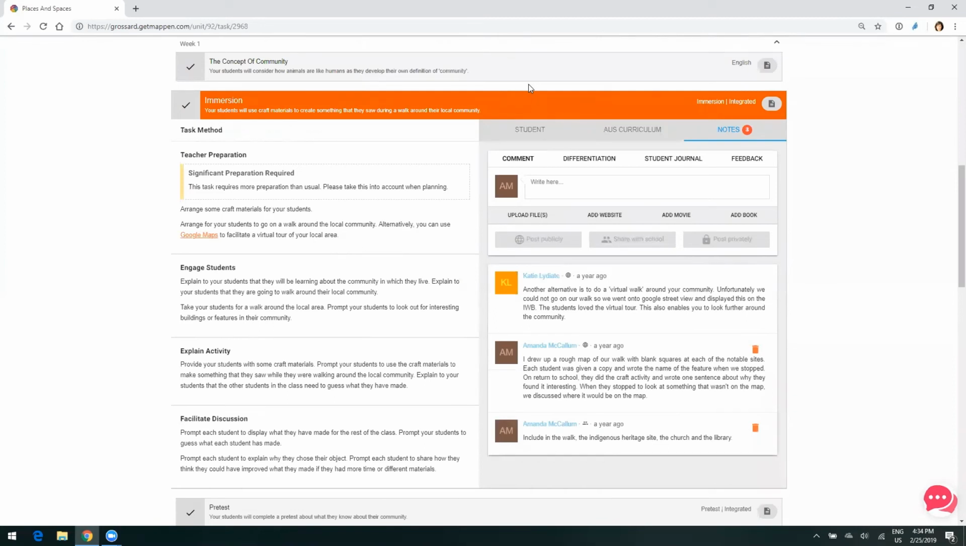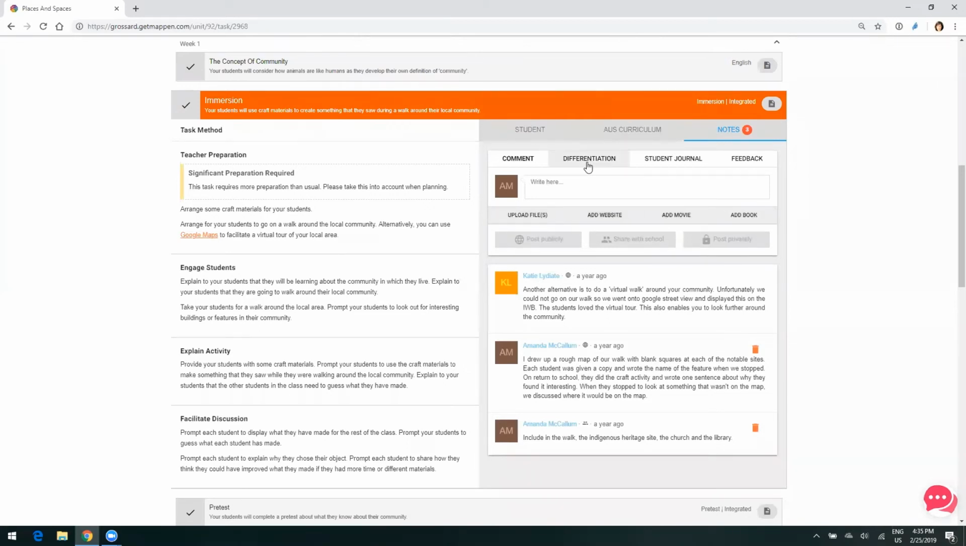You could have chosen, if you found a great resource to support a task, you could choose, as the lovely Katie here has, to share it with the entire MAPPEN community. Very supportive of small schools who don't have a whole team to discuss things with. So that's the most basic modification you can make, is make a note, add a website, movie, book, upload files, etc.